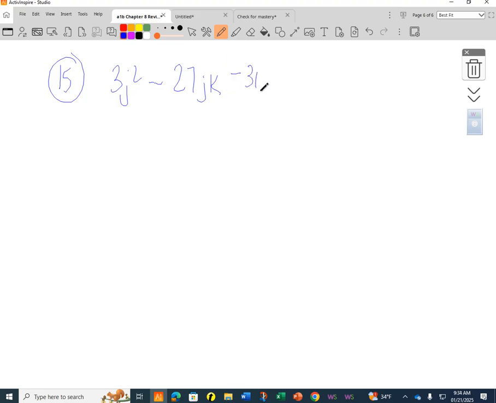Alright, what's that? 30k squared. Okay. Is there a greatest common factor at least? What is it? Perfect. So our notes say to factor that out. So 3 times j squared is 3j squared. 3 times negative 9, negative 27jk. 3 times negative 10, negative 30k squared. Okay, so now what we're factoring is this. Make sense?